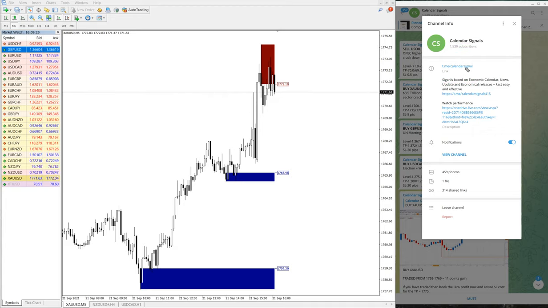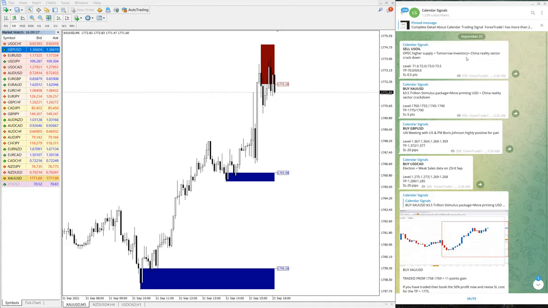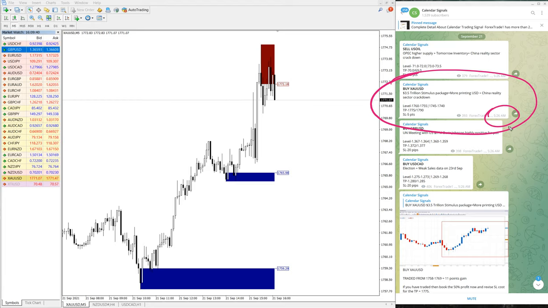t.me/calendar signal, and we will see the performance of these signals one by one. First we will see the performance of gold. Buy XAUUSD. XAUUSD is gold, and this is the time we have given, 5:26 AM GMT. We follow GMT timeline, and 5:26 AM GMT we have given this signal.